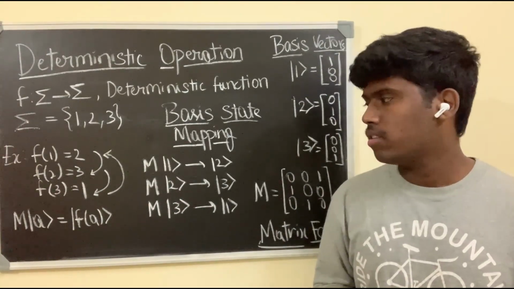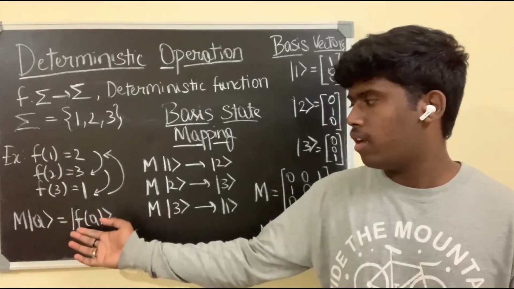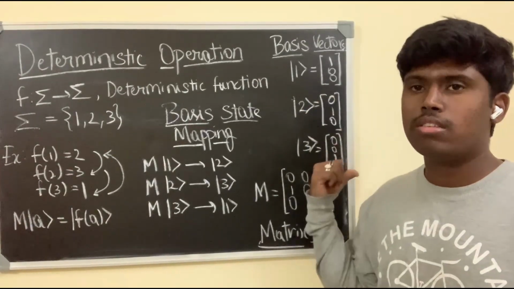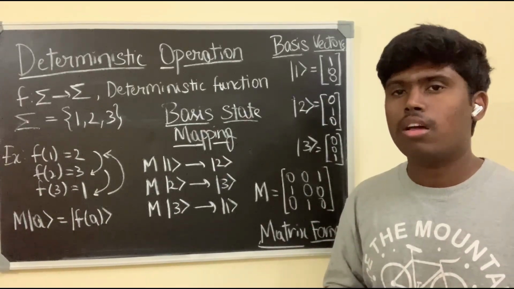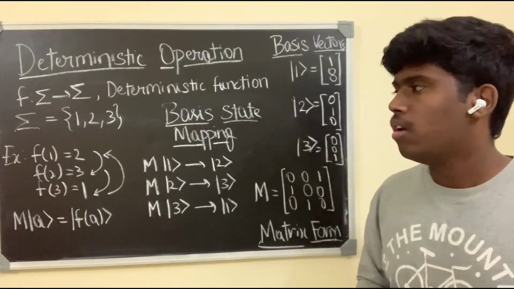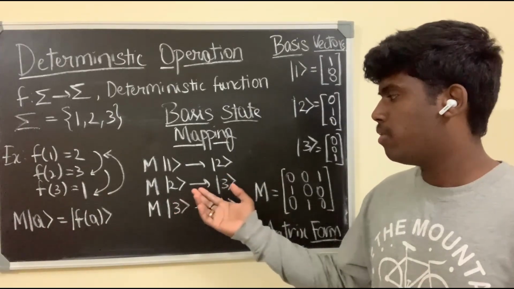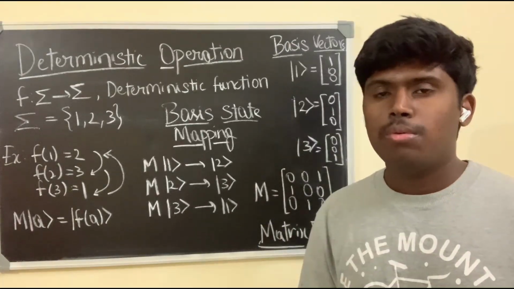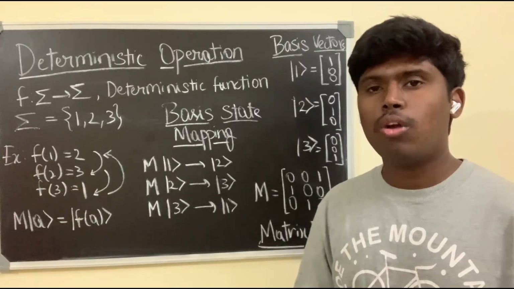Mathematically, we write this as M multiplied by ket A is equal to ket f of A. Now let's recall the basis vectors for this state space, and when we apply the deterministic operation on these basis vectors, ket 1 becomes ket 2, ket 2 becomes ket 3 and ket 3 becomes ket 1. From this mapping we can construct the matrix representation of the operation.